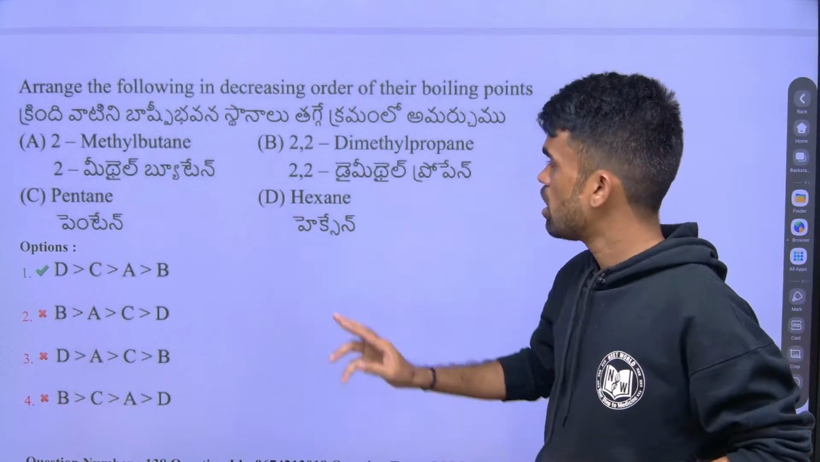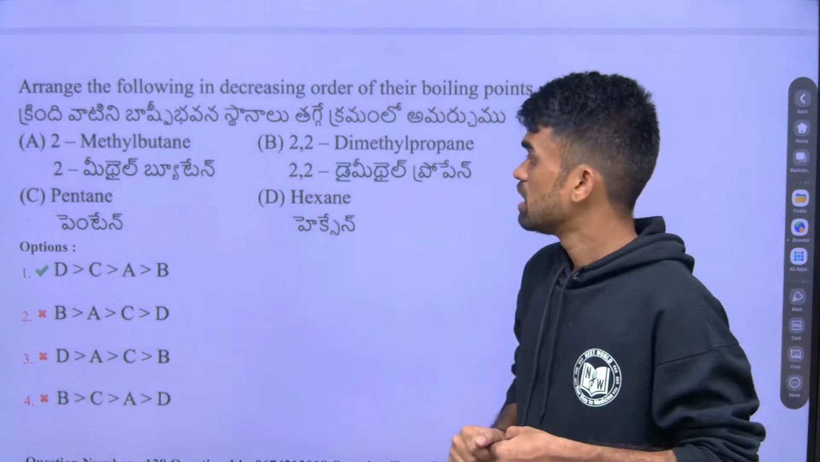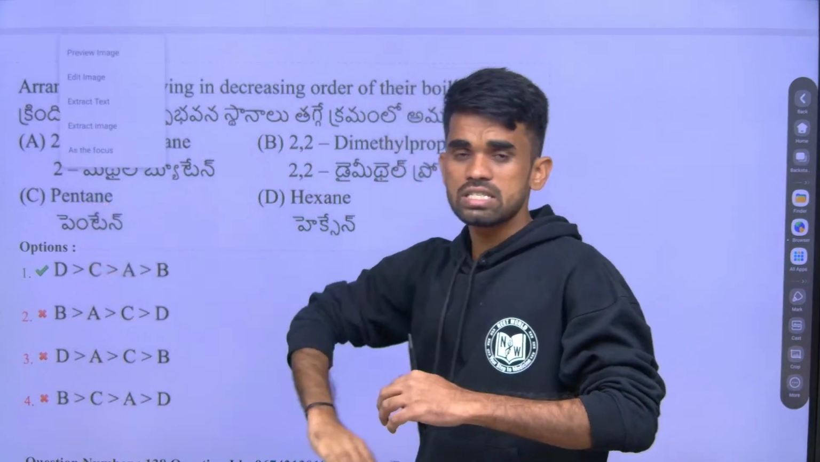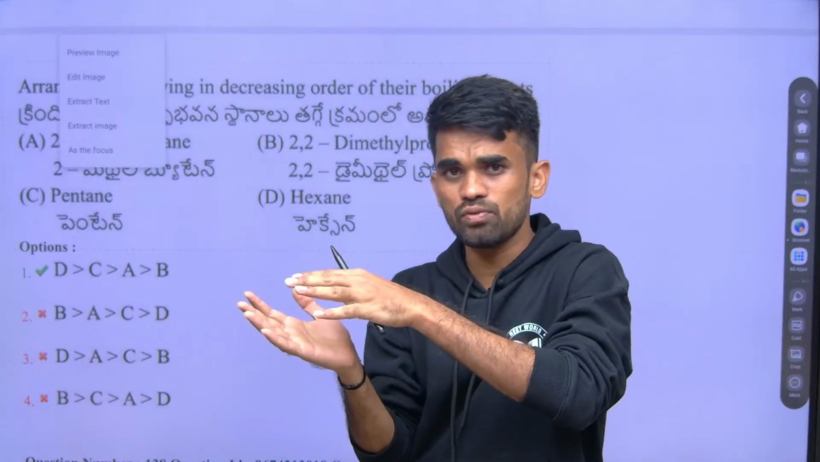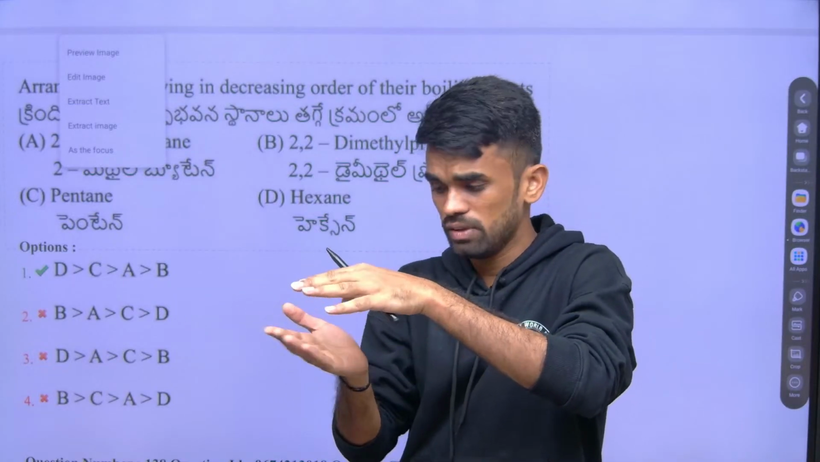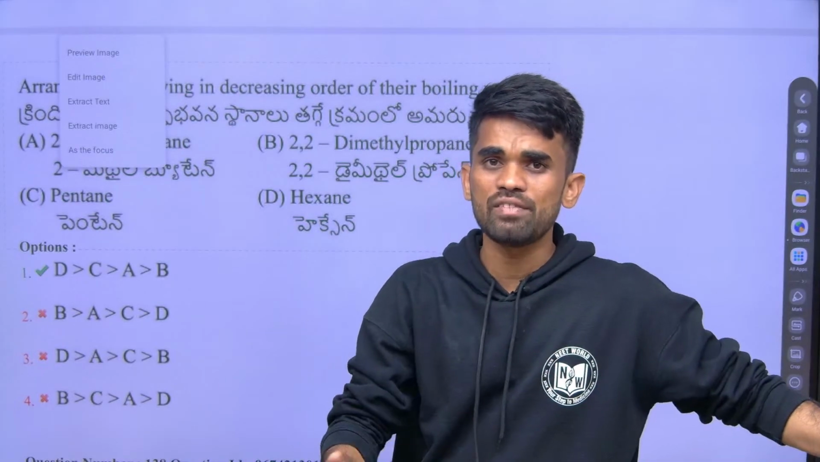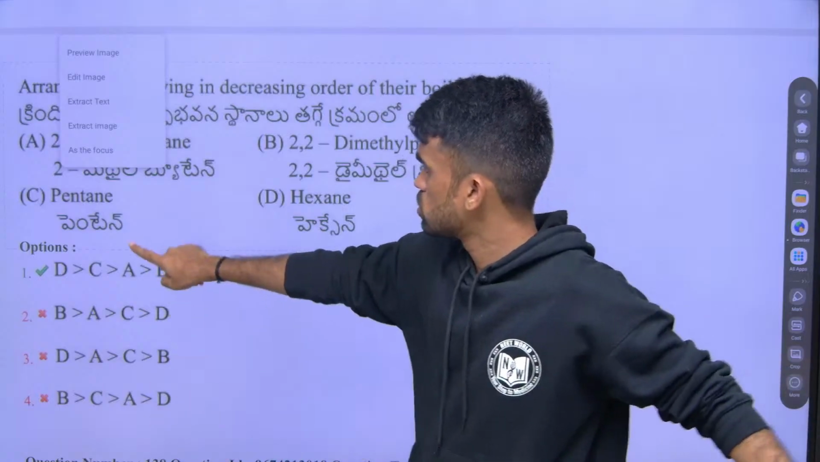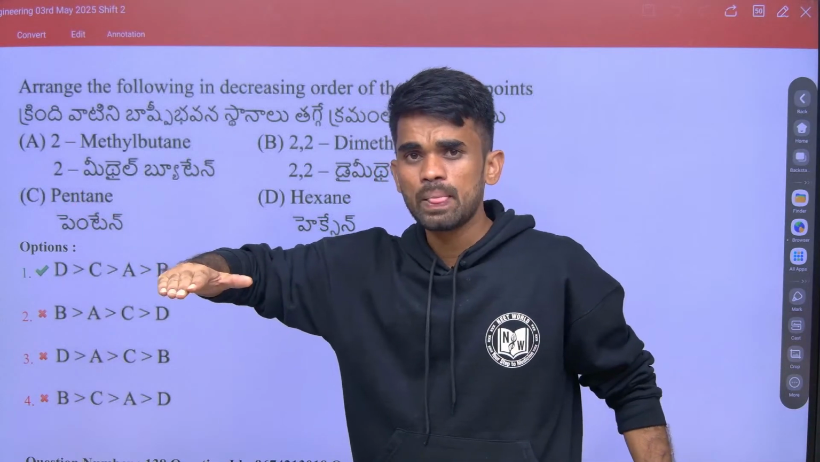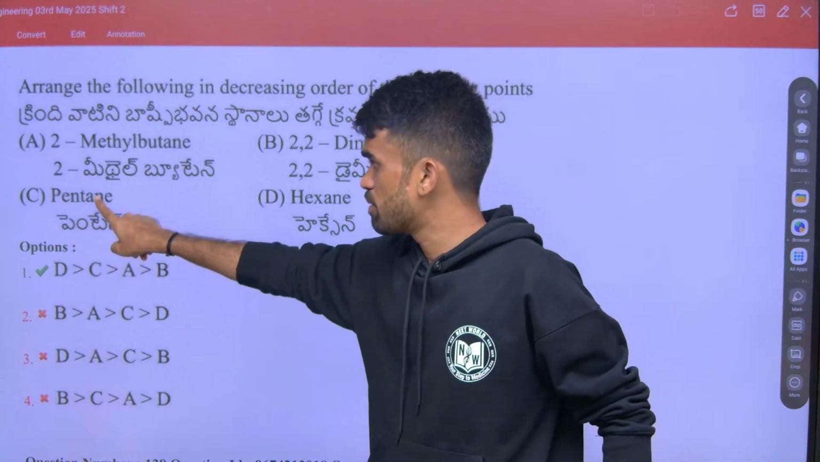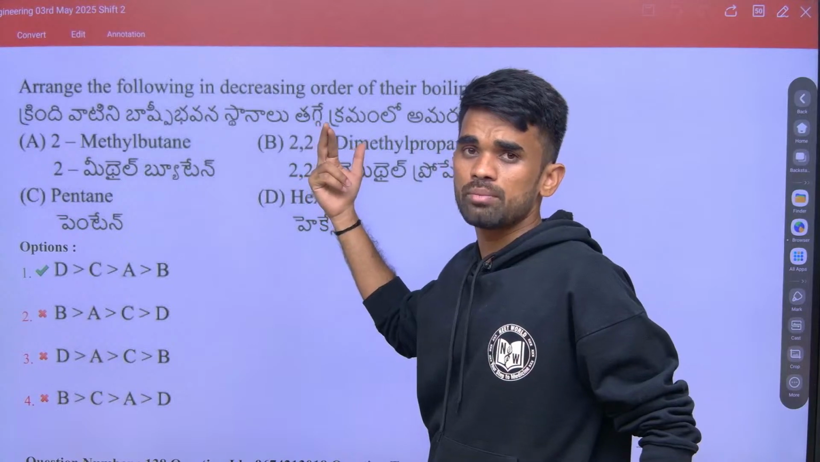So D is more. After this, out of A, B and C, how can we decide? See, this is a straight chain. Straight chain will have strong intermolecular forces between the compounds, with more surface area. The more surface area it has, the more boiling point it has. So pentane covers more surface area, right? That's why pentane has more boiling point than 2-methyl butane and 2,2-dimethyl propane.